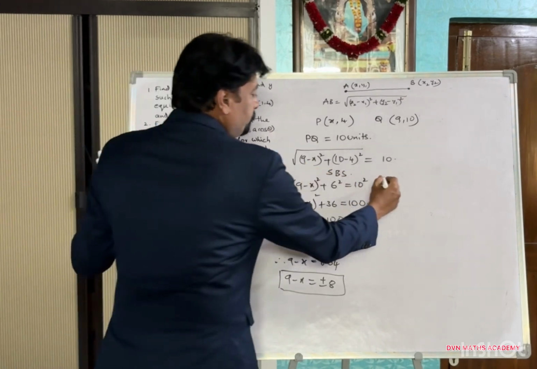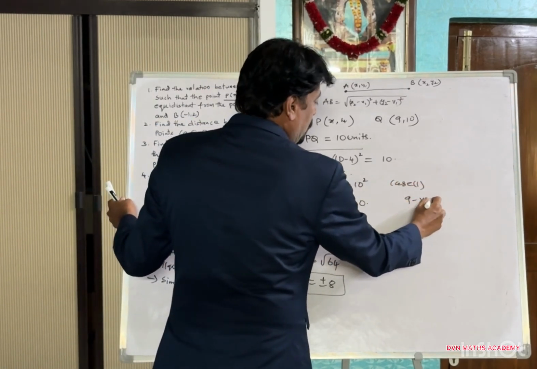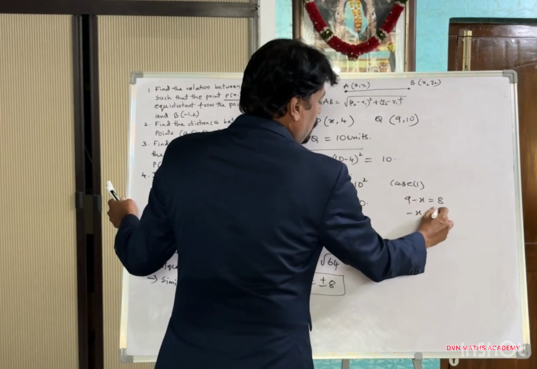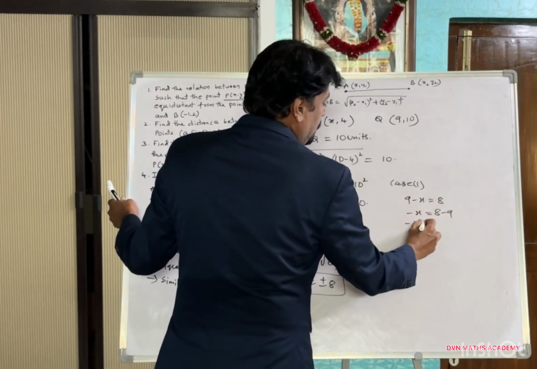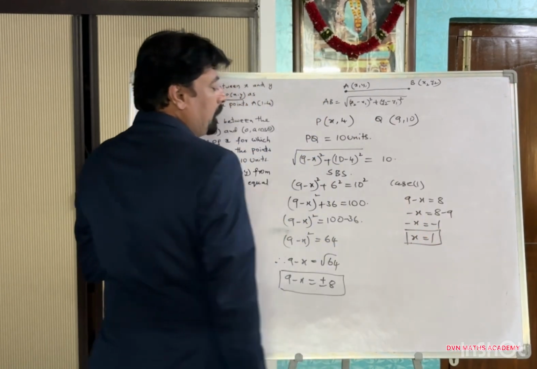So case 1: 9 minus x is equal to 8. So minus x is equal to 8 minus 9. Minus x is equal to minus 1. Therefore x is equal to 1. So this is the first value of x.